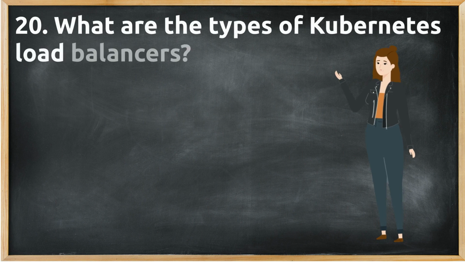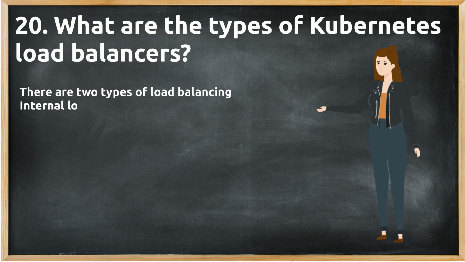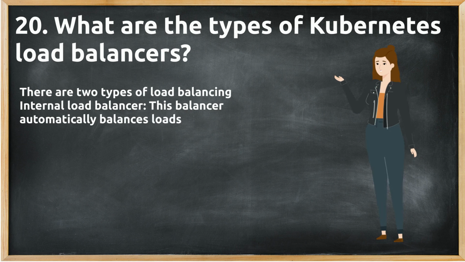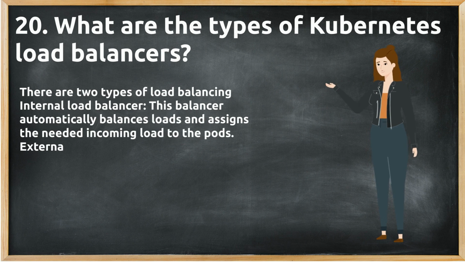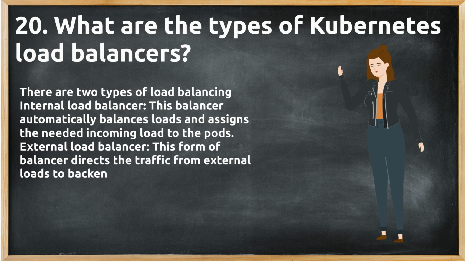20. What are the types of Kubernetes load balancers? There are two types of load balancing. Internal load balancer. This balancer automatically balances loads and assigns the needed incoming load to the pods. External load balancer. This form of balancer directs the traffic from external loads to back-end pods.